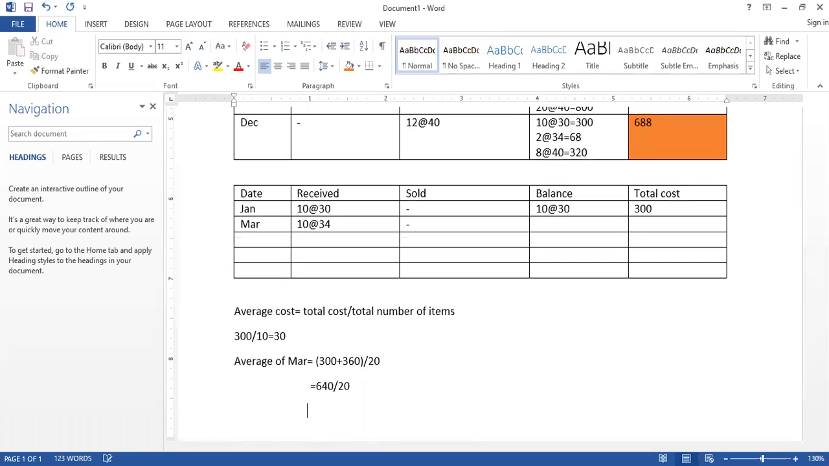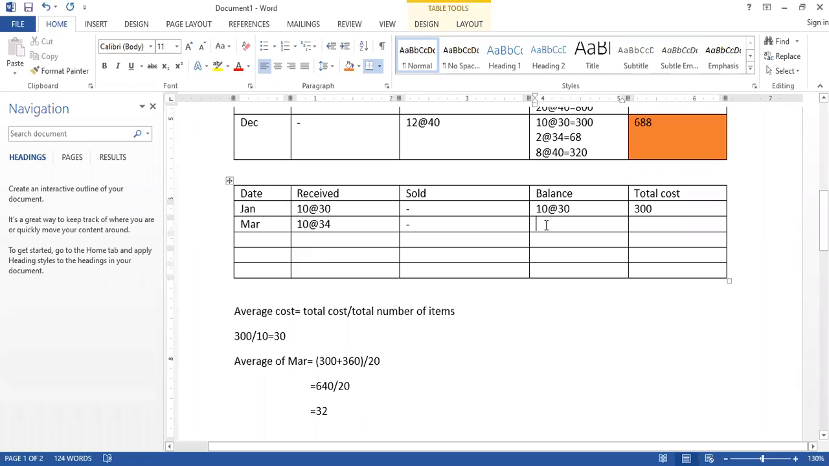So what will be our average cost? 640 divided by 20 is how much? Anyone? 32. 32, right? Yes, we'll have 32 Namibian dollars. So the 32 Namibian dollars is our average cost.